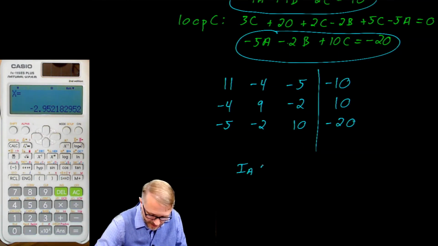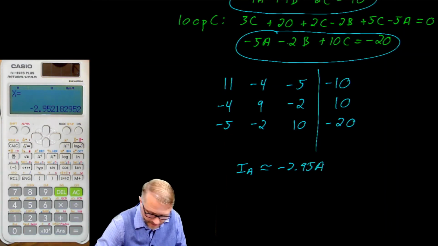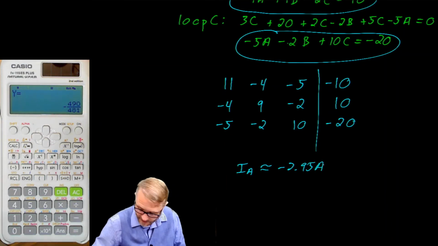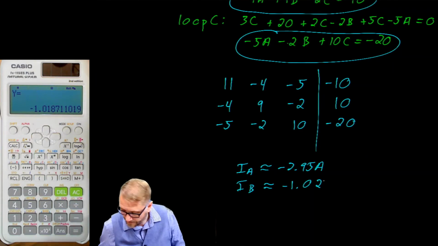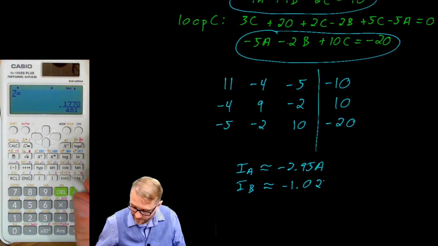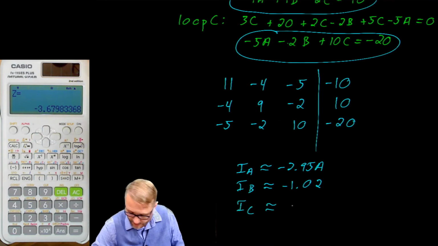That first one is current A. So current A is approximately negative 2.95 amps. The next one is B. So current B is approximately negative 1.02. And finally, current C is approximately negative 3.68 amps.